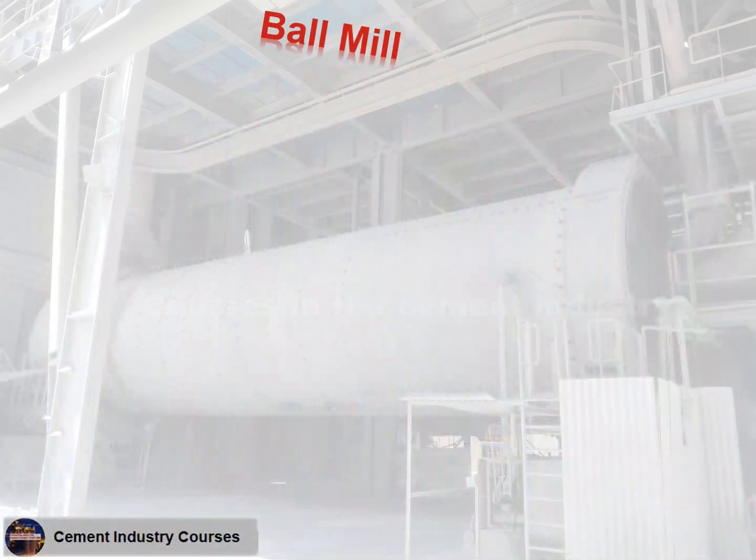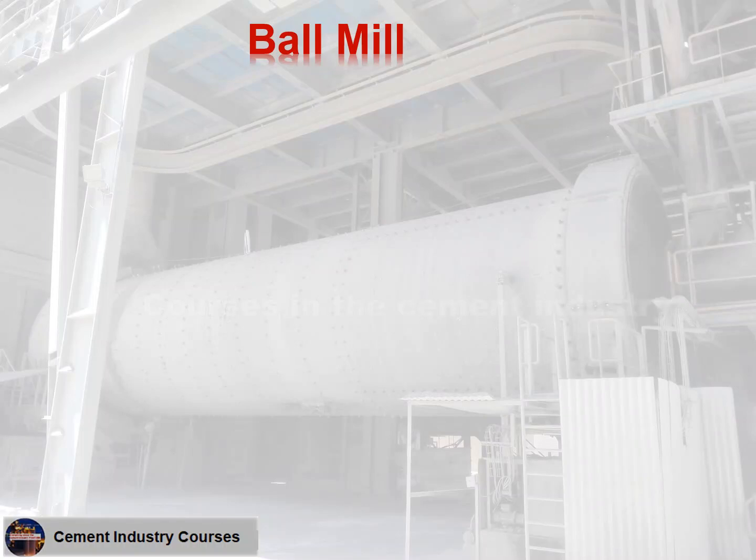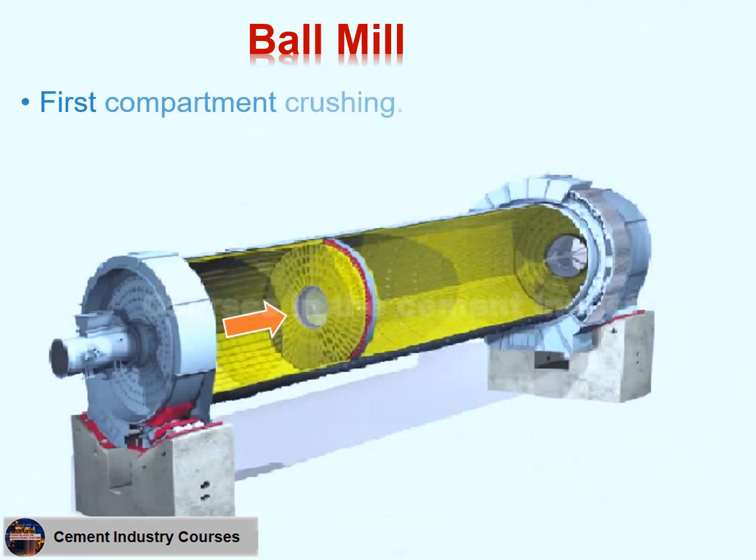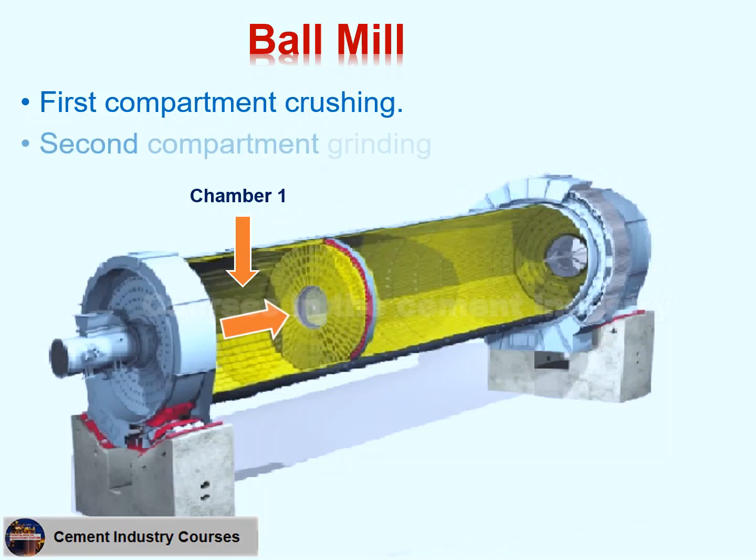Ball mill. We can divide the ball mill into two parts. First compartment: crushing, where there are grinding balls of large sizes. Chamber 1. Second compartment: grinding, where there are grinding balls of small sizes. Chamber 2. Feeding.